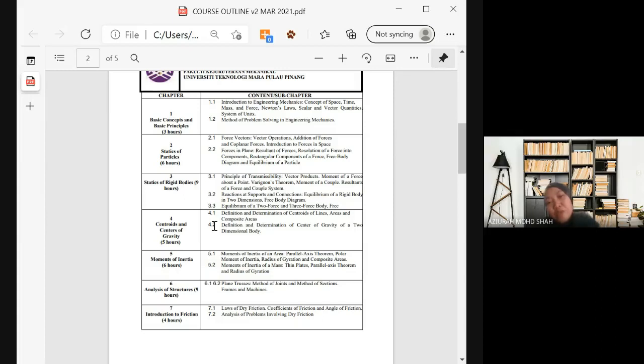Okay, so we have 7 chapters. So first one, basic concept, basic principle. Ini sekejap je, 1 jam habis ni. Saya habis ni, chapter 1, insyaAllah habis. Okay. And then we have chapter 2.